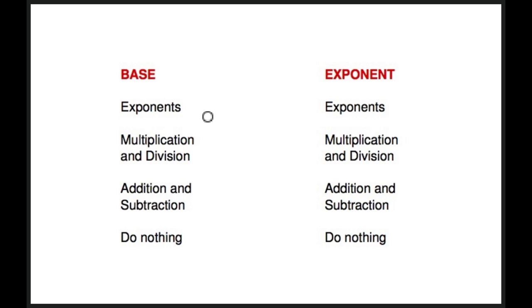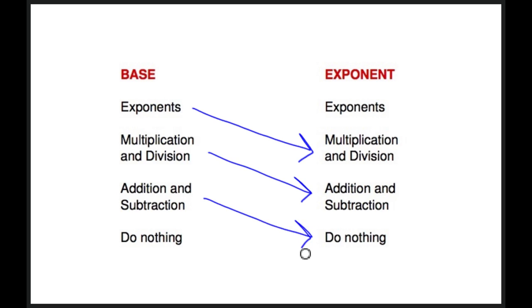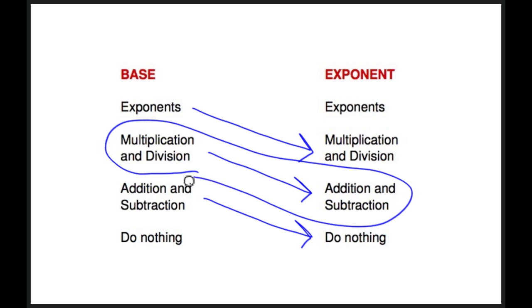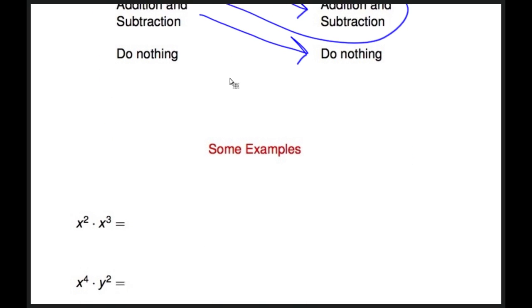So for example, if you have exponents being raised to exponents, that means you're going to multiply those exponents. If you have things with the same base that are being multiplied or divided, that means you're going to add or subtract the exponents. And if you have things with the same base that are being added or subtracted, that means you do nothing with the exponents. So for now, we're going to focus on this middle relationship. When you multiply or divide things with the same base, that means you add or subtract the exponents. So let's do a few examples.